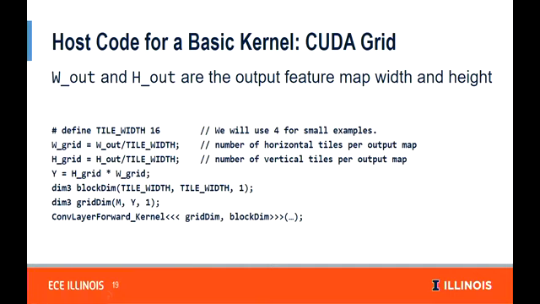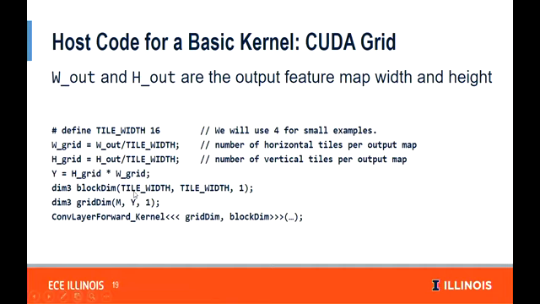So this gives you the number of thread blocks you need in each dimension of your grid. And this gives you the total number of thread blocks you need in the Y dimension in order to cover all the output feature map tiles. Okay, and then you launch your block.